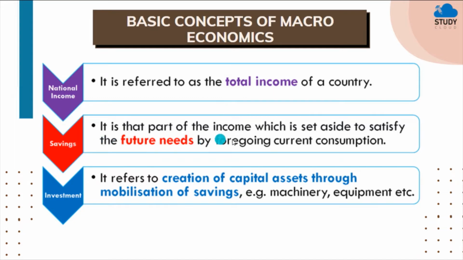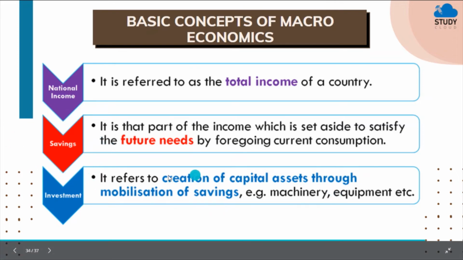It is that part of the income which is set aside to satisfy the future needs by foregoing current consumption. In simple words, the income which is not used now but kept aside for future needs. That is, we are foregoing the current consumption. You are not using that amount for current consumption. That is savings.